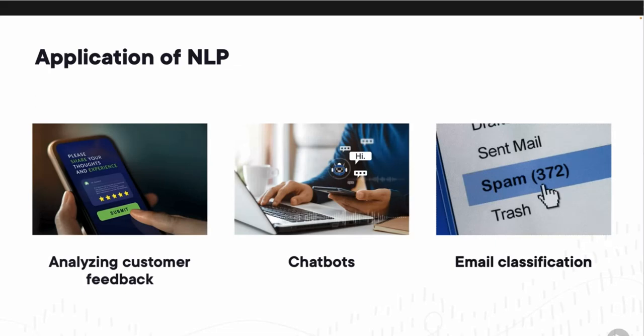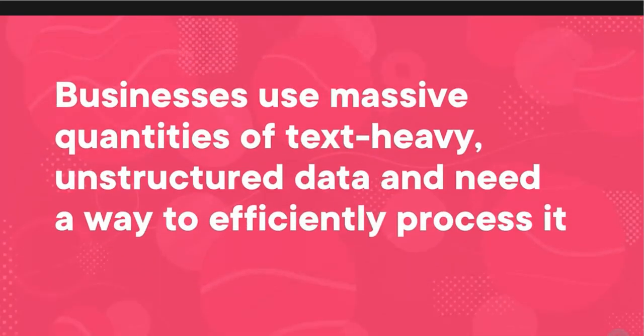Spam detection. You may not think of spam detection as an NLP solution, but the best spam detection technologies use NLP's text classification capabilities to scan emails by language that often indicate spam or phishing. These indicators can include overuse of financial terms, characteristic bad grammar, threatening language, inappropriate urgency, misspelled company names, and more. Why is NLP important? Businesses these days use massive quantities of text-heavy, unstructured data and need a way to efficiently process it. This is where NLP is useful.